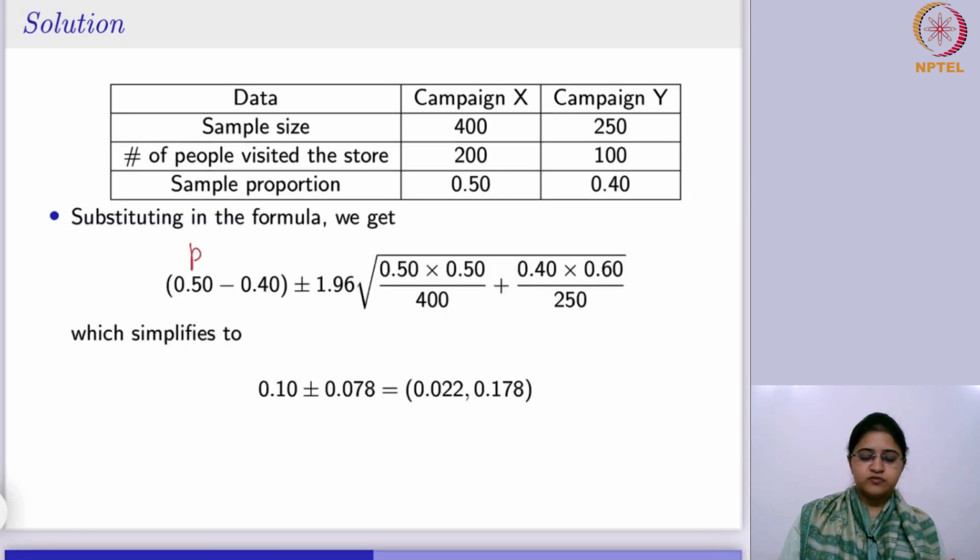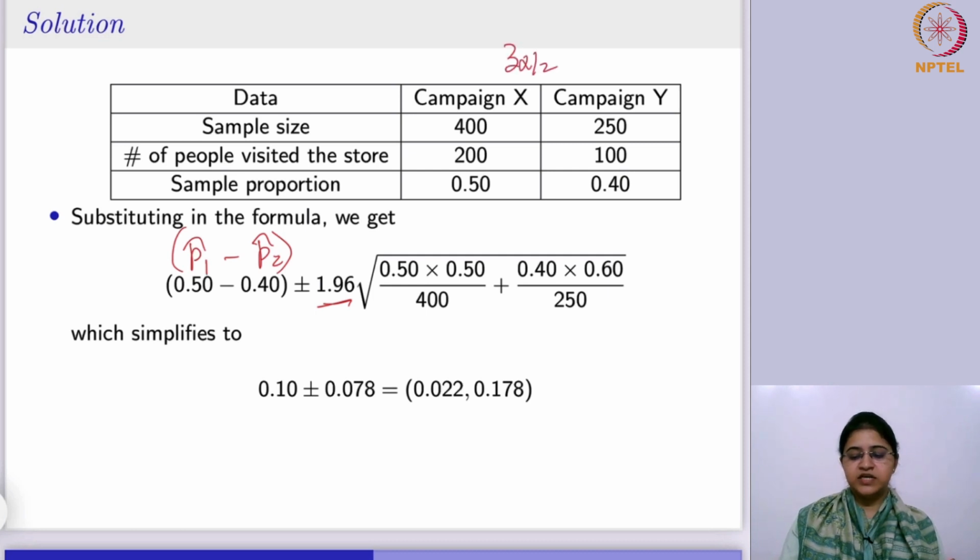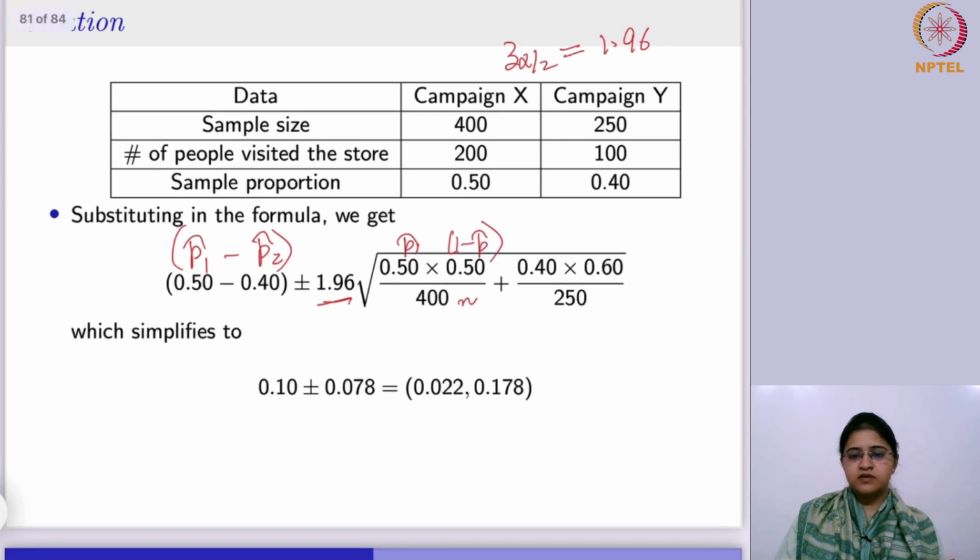So it would be P1 hat minus P2 hat plus minus this 1.96, because we have been using z alpha by 2. At the 95% confidence level, this quantity would be 1.96 at 0.025. So again, you have P1 hat here, and this one is 1 minus P1 hat, so again it would be 0.50. You are dividing it by N1. Again, this is P2 hat into 1 minus P2 hat, and this is your N2. You solve it and finally what you get is this answer.